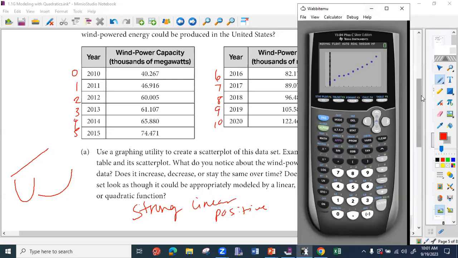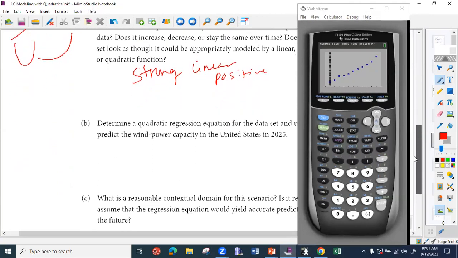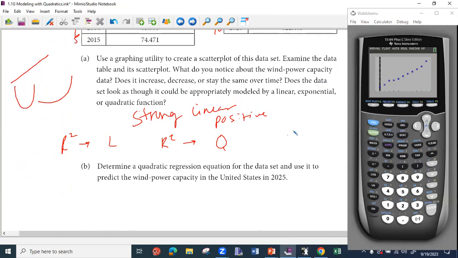So we're going to test it out. Remember, when you're testing it out, it says to determine, we're going to have to find the r squared of each value. So we're going to find the r squared for linear, for a quadratic, and for our exponential. And we're going to see which one is the winner.